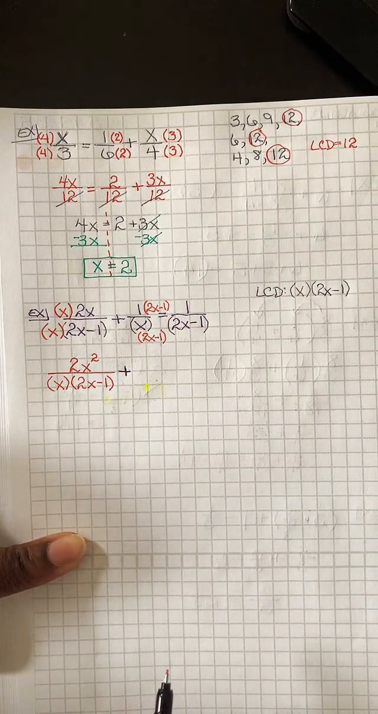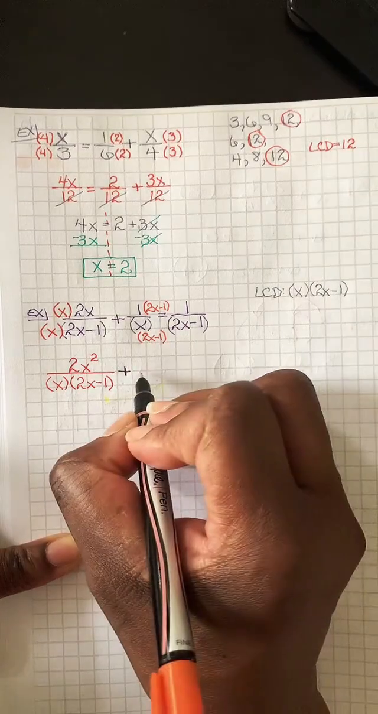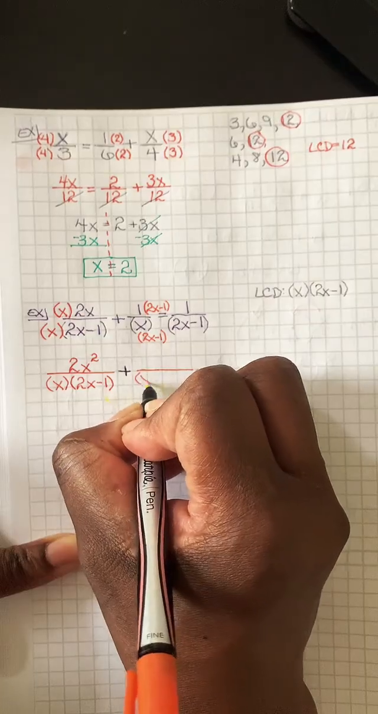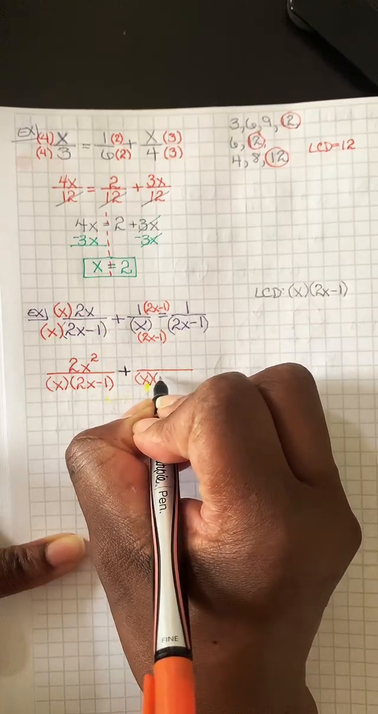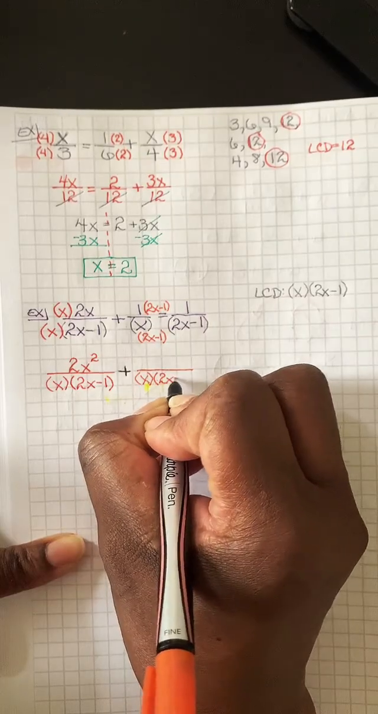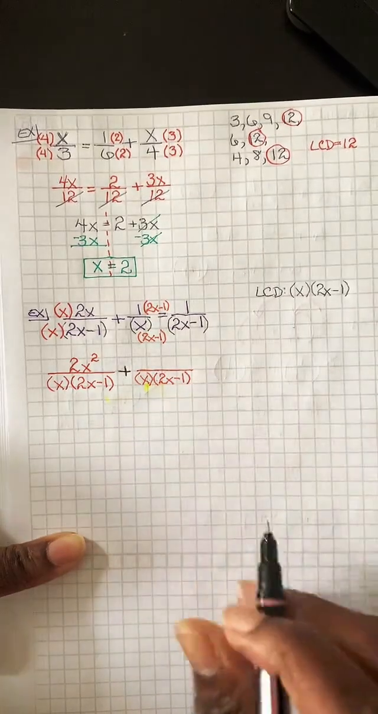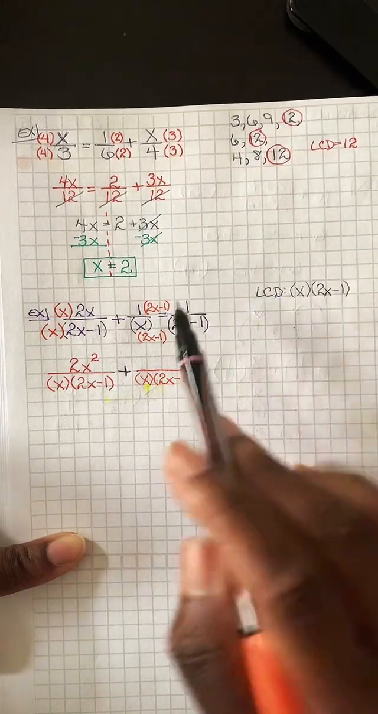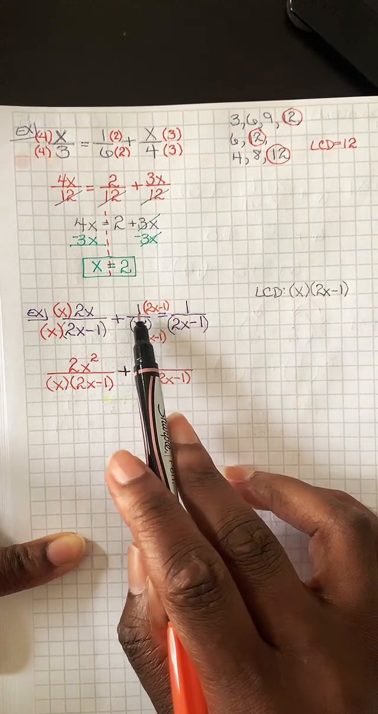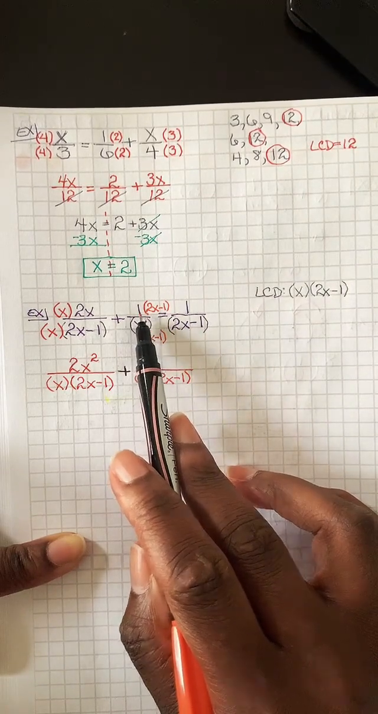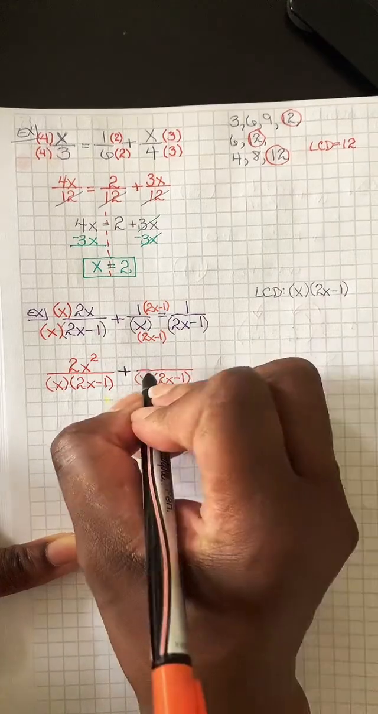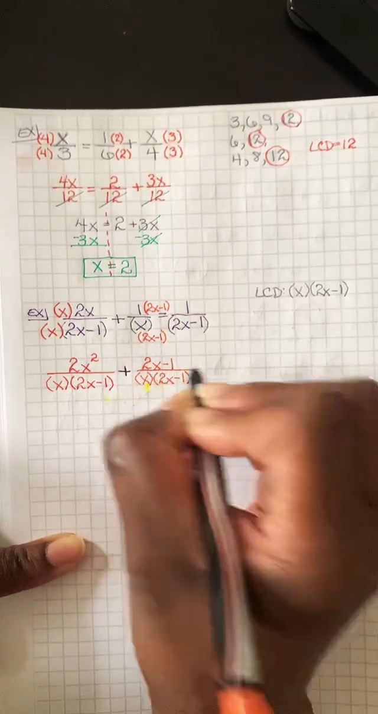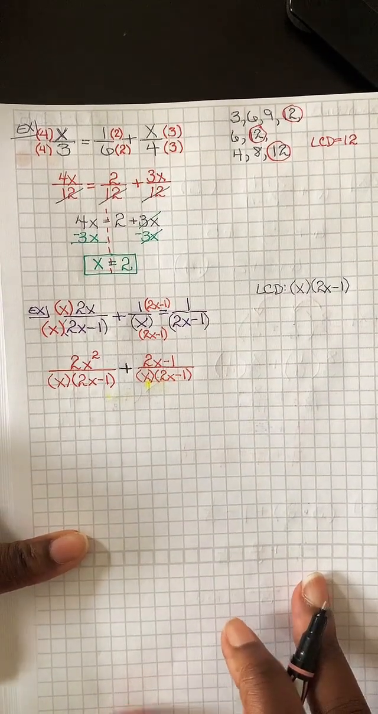So my denominator is still going to be my x with my 2x minus 1. But my numerator, I'm multiplying 2x minus 1 times 1. Anything times 1 is itself. So this is going to give me 2x minus 1. Okay, good.